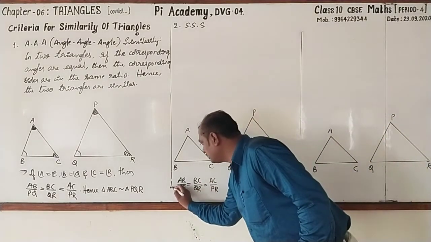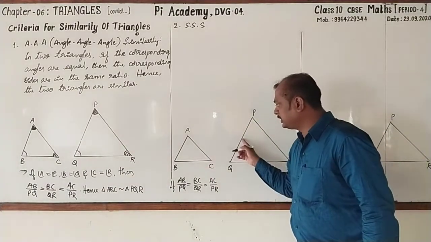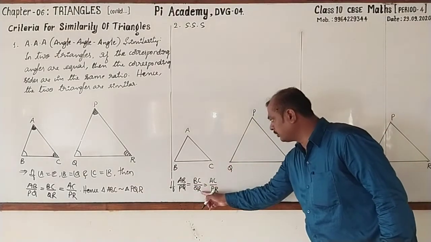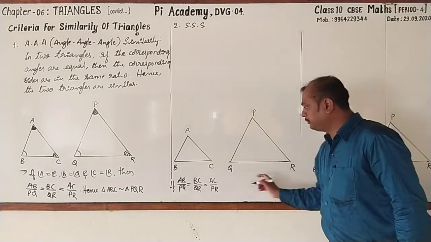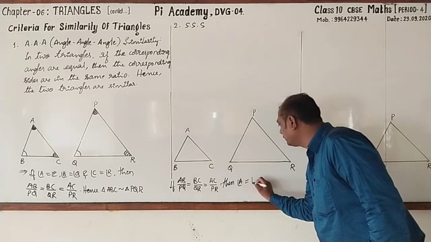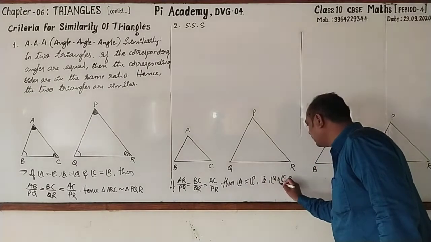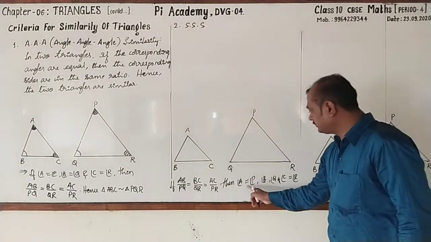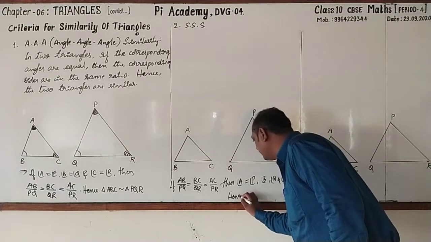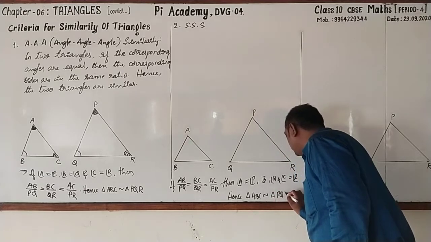Here, I'll write it in symbolic form. Just observe it. AB, PQ, these two are corresponding sides. The ratio has been written. AB by PQ, BC by QR, next, AC by PR. If it is so, then you can write angle A equal to angle P, angle B equal to angle Q, angle C equal to angle R. If the corresponding angles are equal, then we can write triangle ABC is similar to triangle PQR.